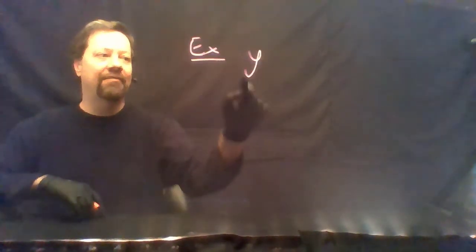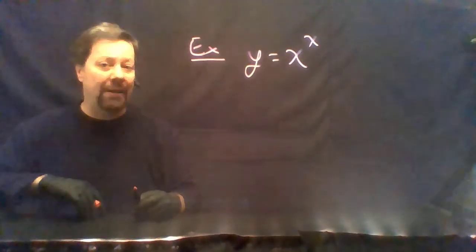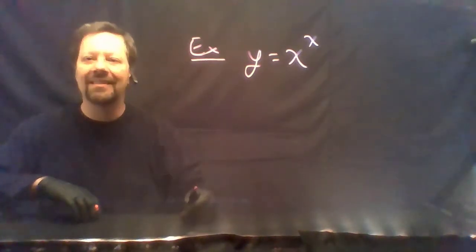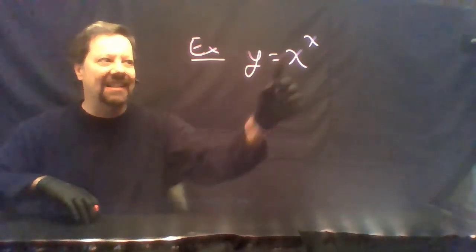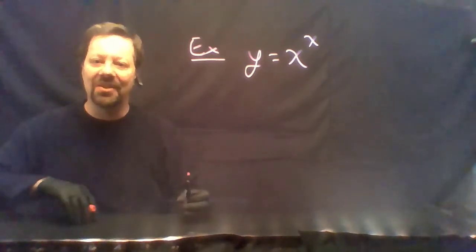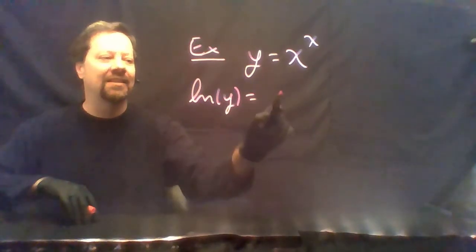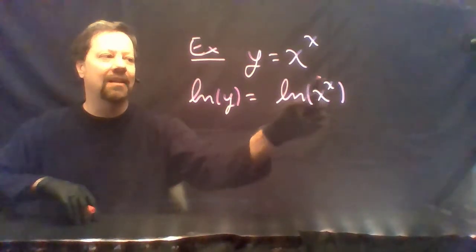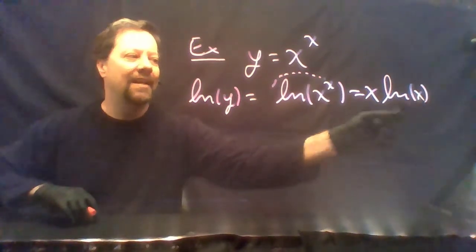Now, where things get a little complicated is if I have y equals x to the power of x, which is neither a power function nor an exponential function. How do I take the derivative of x to the power of x? I need to get this x out of the exponent. The way to do that is to use logs. So I'll take the natural log on both sides and use logarithmic differentiation. This little x can come out front, giving me x times the natural log of x.